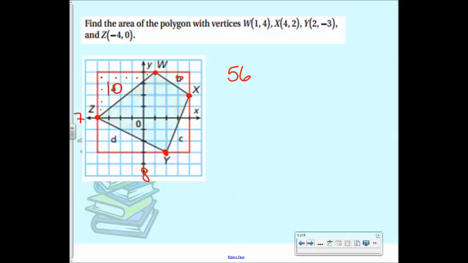Good. Okay, what about C? 2 by 5. So that would be 5, because 2 times 5 is 10, divided by 2 is 5. And then what about D? 3 by 6. So that would be divided by 2 is?